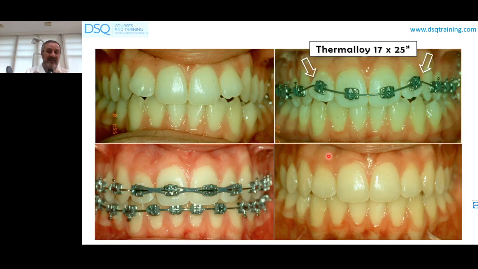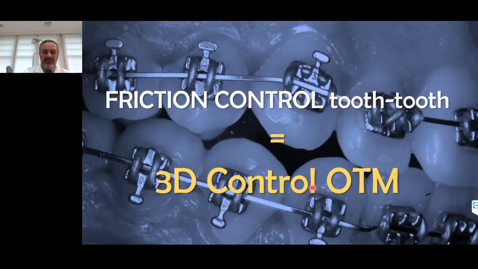In many cases, it's a very simple case. This is a very simple case. I use only one wire in the upper arch. We are using the Thermaloid 70 by 25. We start the treatment with this wire, 70 by 25, in the upper. We start with stripping between the upper incisors, controlling the papilla, and now I use the elastic chain, and you can see we control the space.